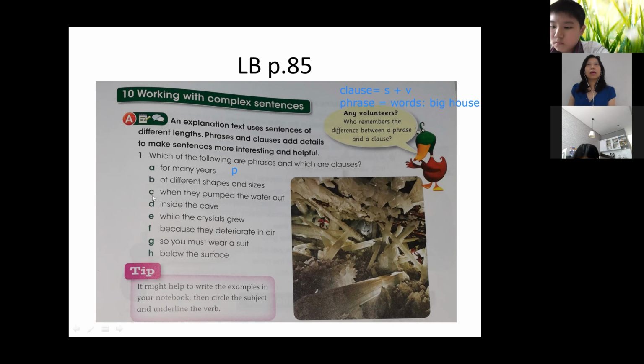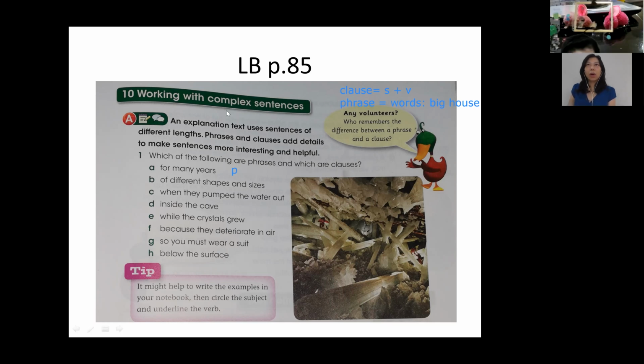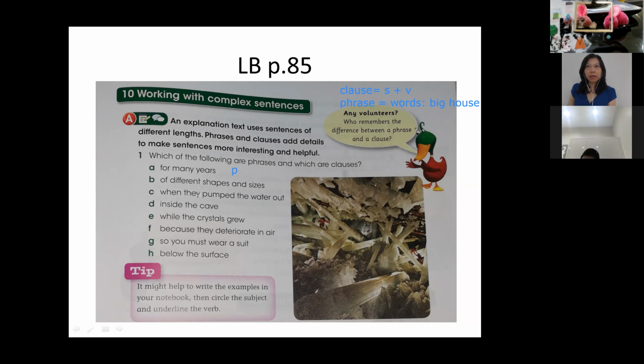Clause. It's a clause. Here, this is the subject. This is the verb. Okay? All right. So C is a clause because this is the subject and this is the verb.